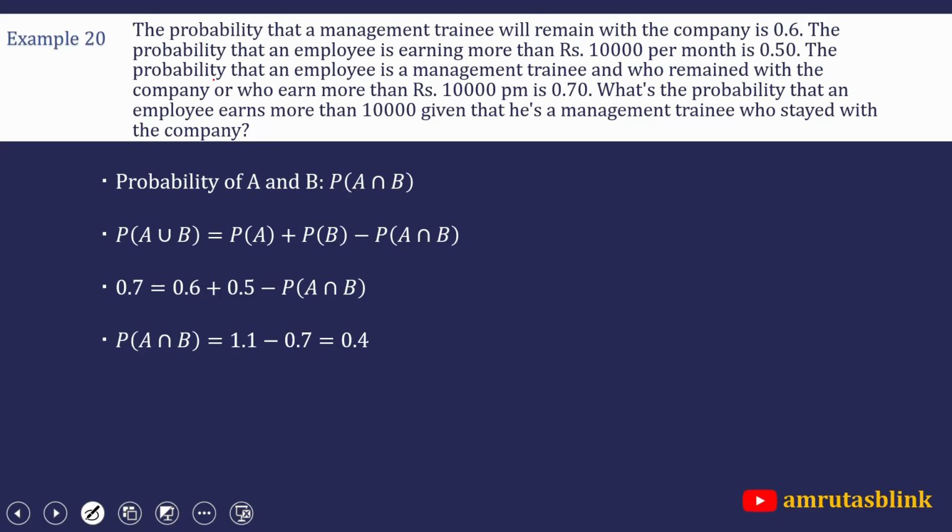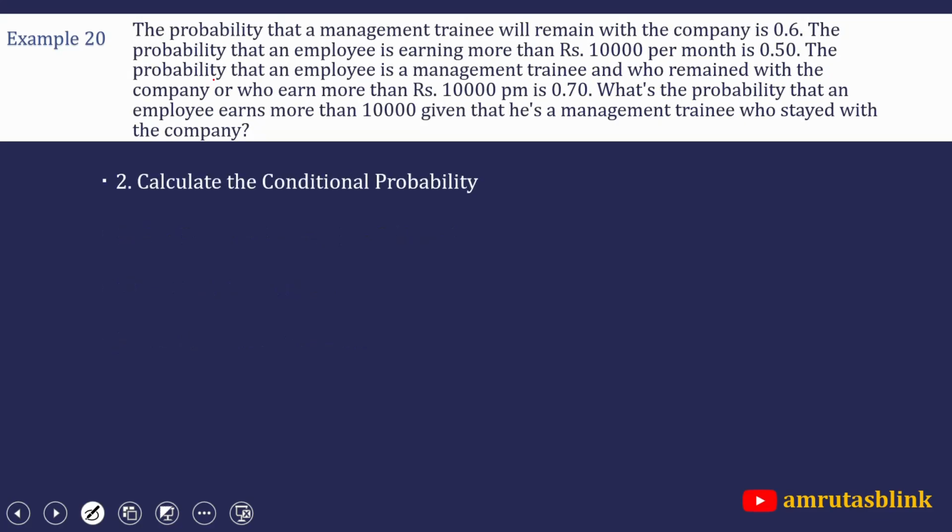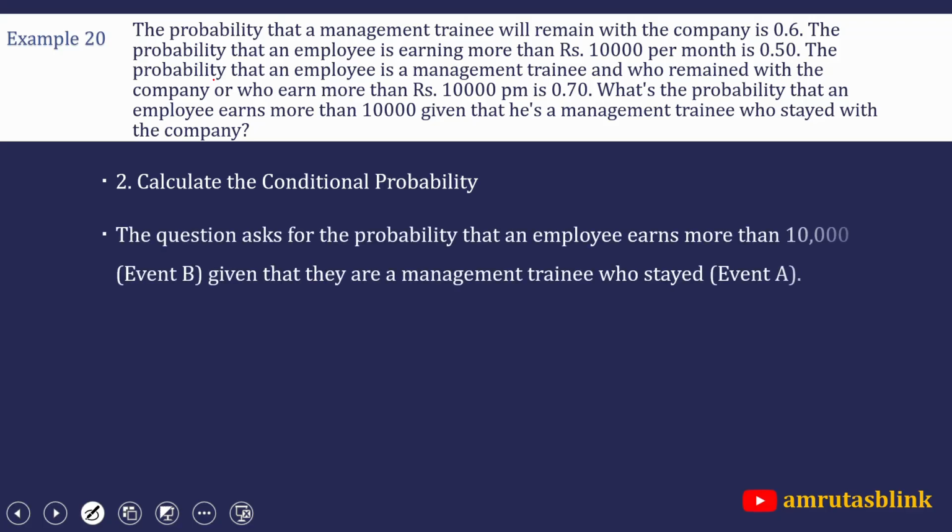Now probability of A intersection B is 0.4. That means the probability that an employee is a management trainee who stayed with the company as well as earning more than 10,000 rupees is 0.4. But what we need to calculate here is, what is the probability that an employee earns more than 10,000 given that he is a management trainee? So we need to calculate conditional probability.